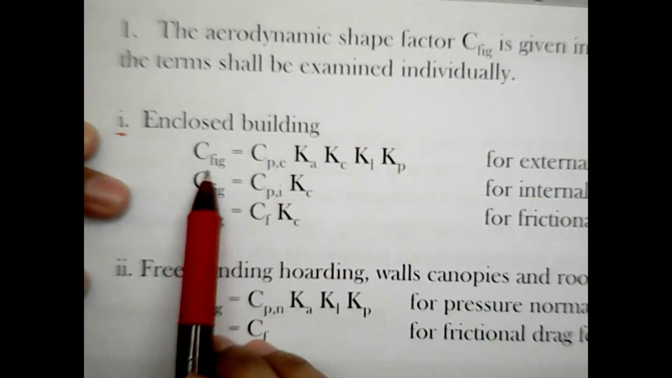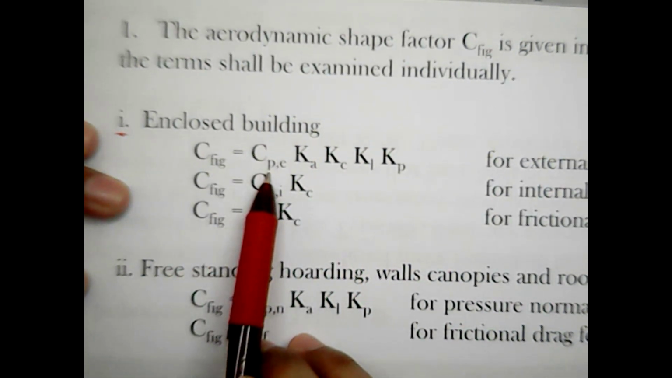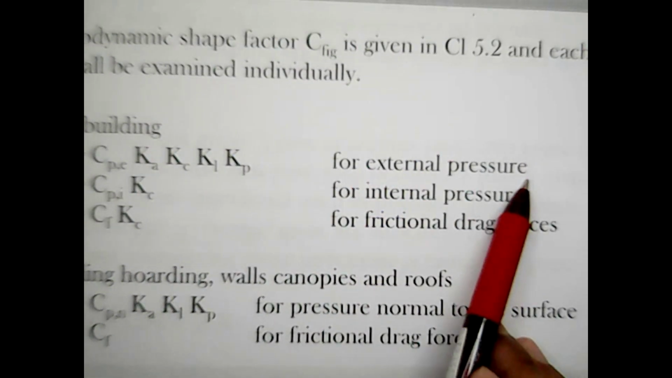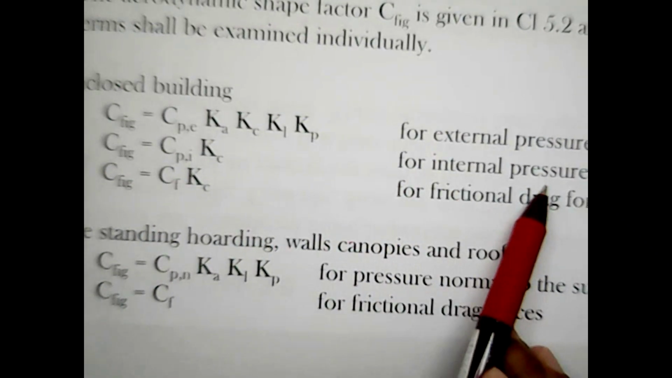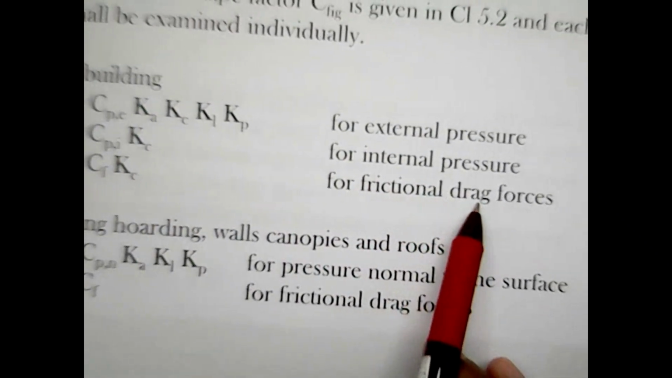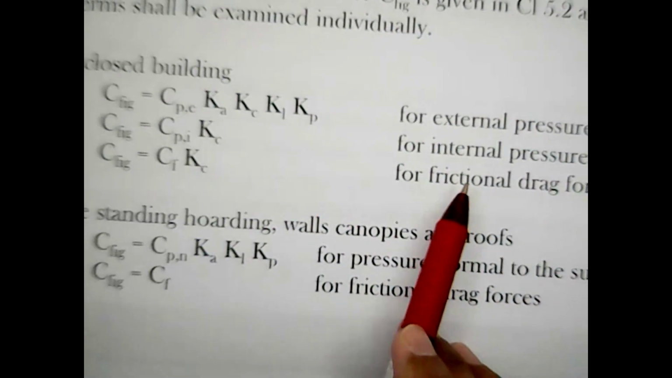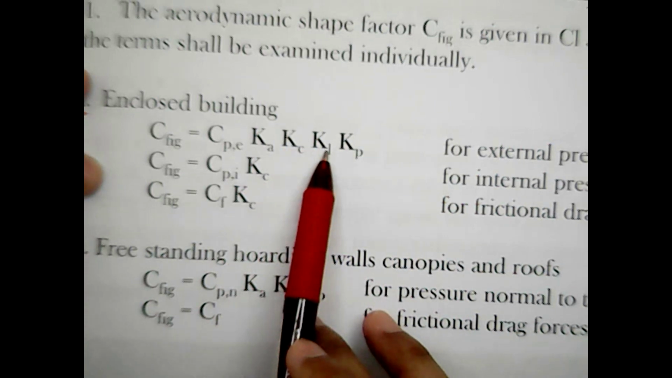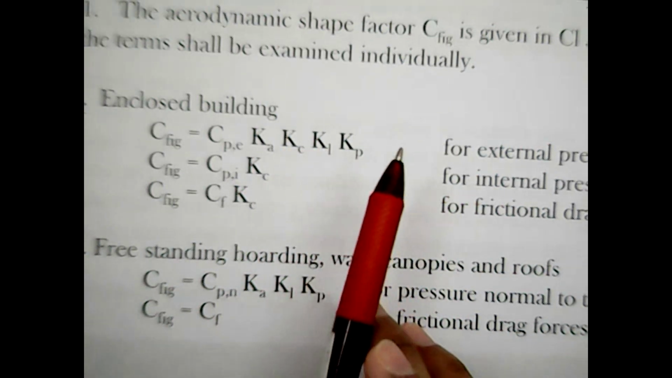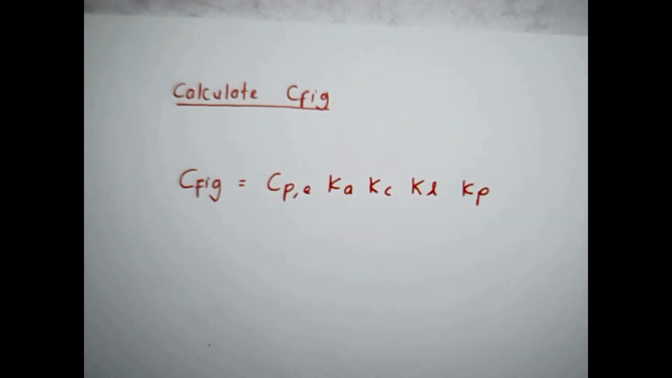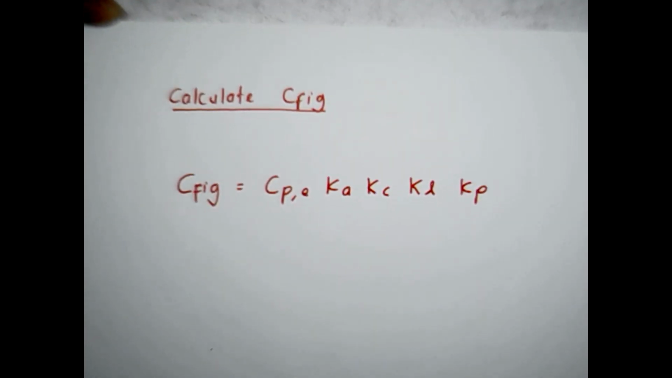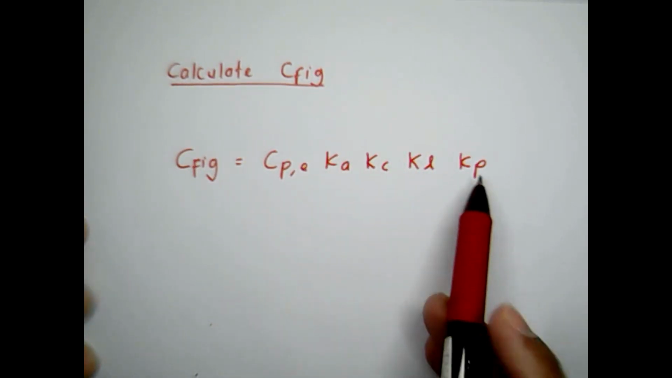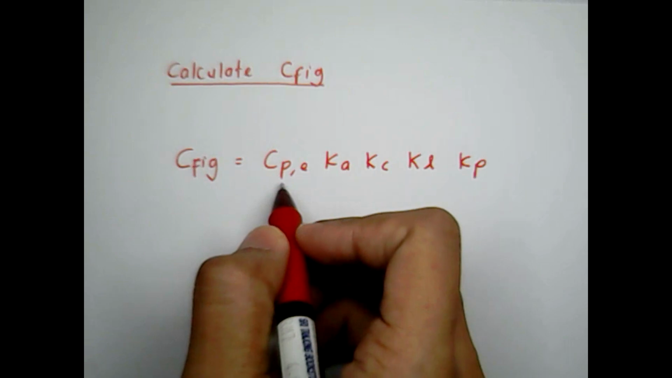So then we have Cfig is equivalent to CPE, KA, KC, KL, and KP. The CPE term is for external pressure, this one is for internal pressure, and this one is for frictional drag forces. So basically, we have to find CPE, KA, KC, KL, and KP. To calculate the aerodynamic shape factor, it is based on these equations. So now let's find our CPE.